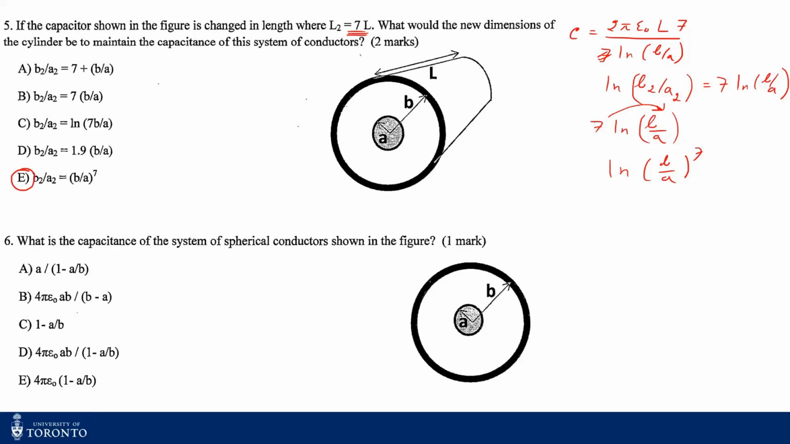Now in part 6, we are asked to find out the capacitance for spherical conductors. Basically these are two spherical conductors with radii a and b, and we need the capacitance of this spherical conducting system. We know from theory that our formula is given by option number B.